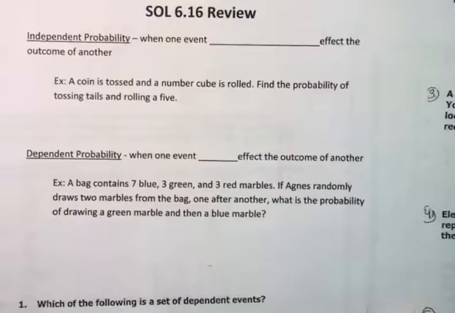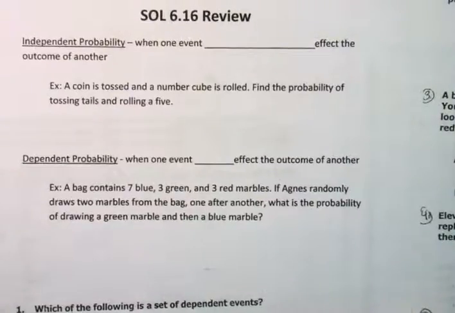Today we will be reviewing our SOL 6.16, which is probability. And if you remember probability, probability is the chance that something will occur, whether it be your chance of winning the lottery, your chance of getting struck by lightning, the chance you'll roll a dice of a certain number, the chance you'll pick a card out of a hat.